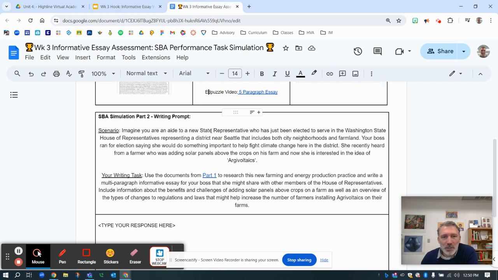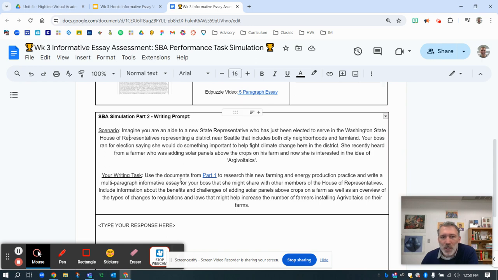Imagine you are an aide to a new state representative who has just been elected to serve in the Washington State House of Representatives, representing a district near Seattle that includes both city neighborhoods and farmland. Your boss, the new state representative, ran for election saying that she would do something important to help fight climate change here in the district. She recently heard from a farmer who is adding solar panels above the crops on his farm, and now she is interested in the idea of agrivoltaics. So that's the background, that's the scenario.